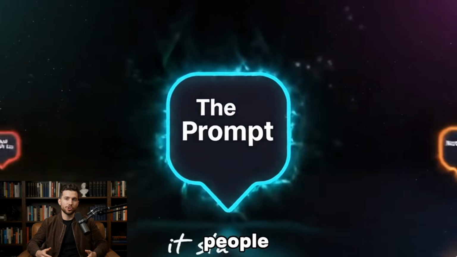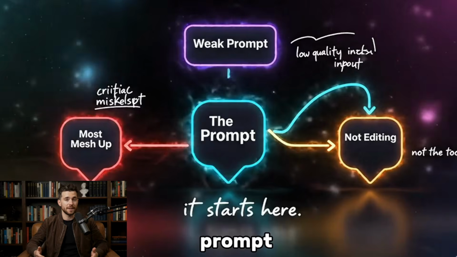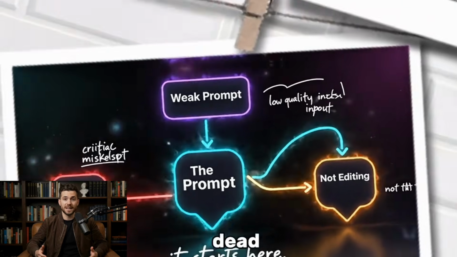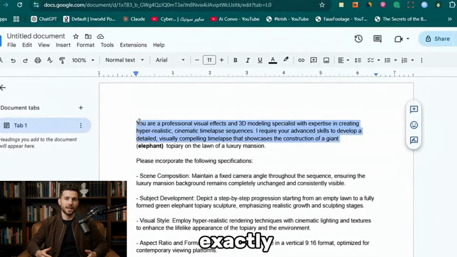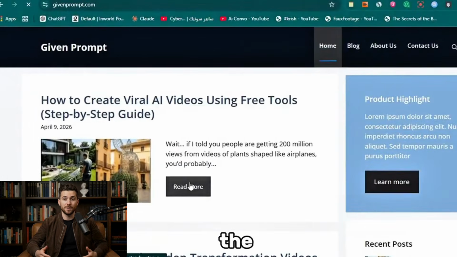So here's where it actually starts. And this is the part most people completely mess up. Not the editing, not the AI tools, the prompt. If your prompt is weak, your video is dead before it even begins. And that's exactly why I'm giving you the exact prompt I used. The link is in the description. It'll take you to my website, and from there you can open the prompt directly.